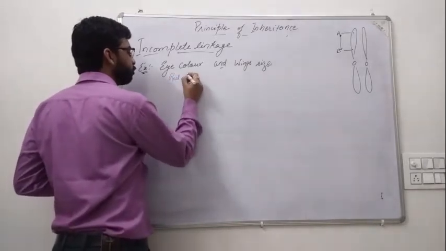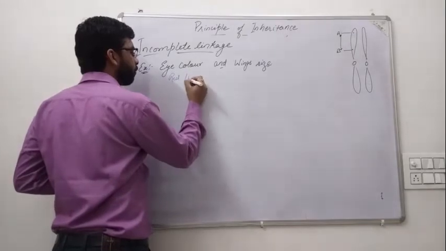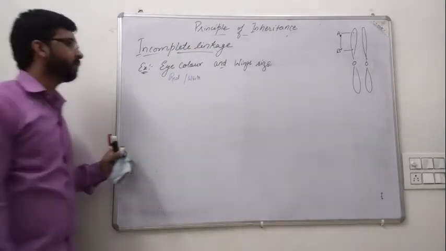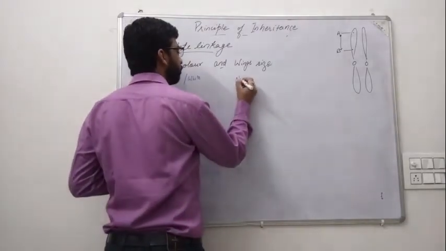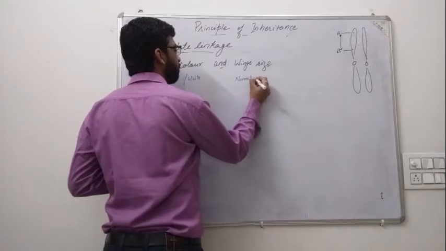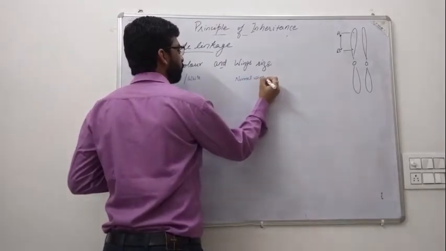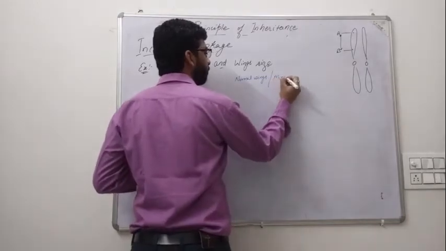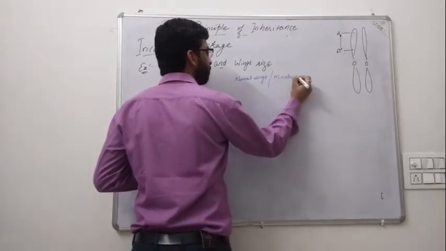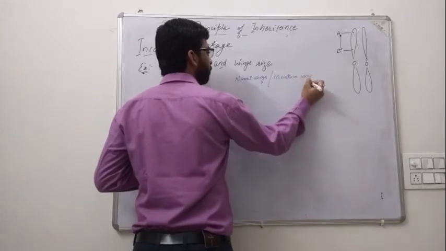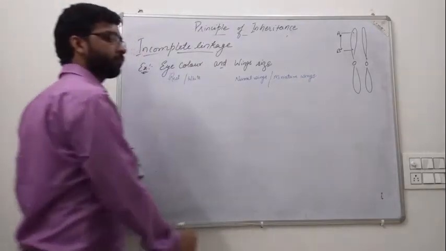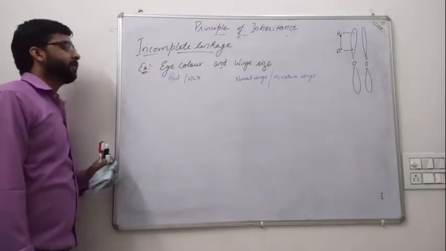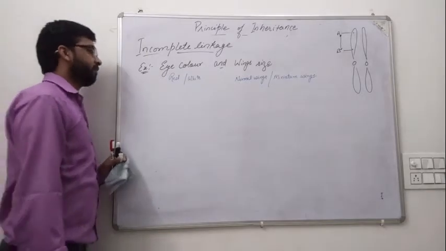red eye dominant over white eye, and normal wings dominant over miniature wings, as we did in the previous section on complete linkage.